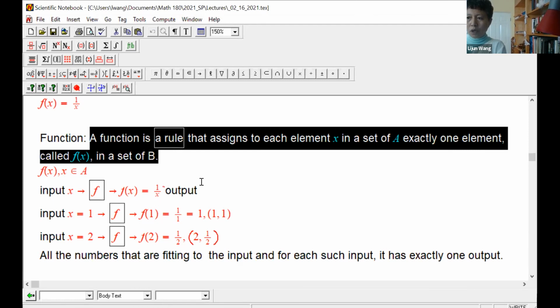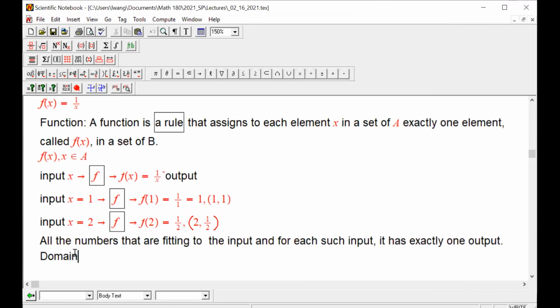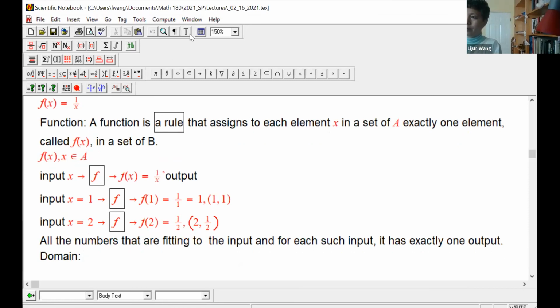So can you tell me what are all these numbers that are fitting to be in the domain? All real numbers except for 0. Perfect. That's the right answer. X cannot be 0. This is a shorthand notation. What it means is just exactly what you said. We write X is not equal to 0. It means all real numbers except 0.